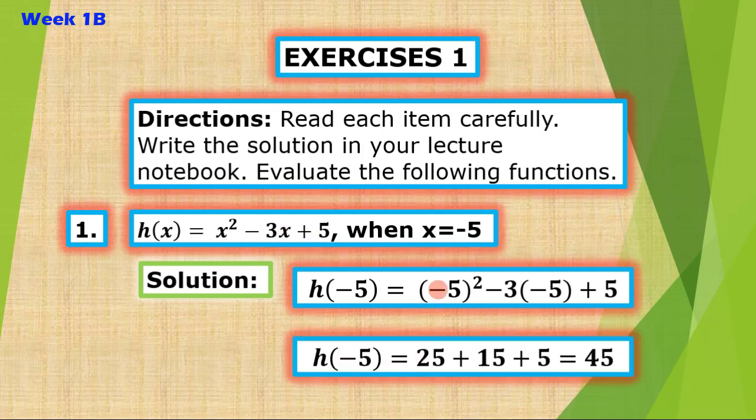So we have negative 5 squared is 25. Then negative 3 times negative 5 is 15. And we just copy the constant term 5, and a total of 45.